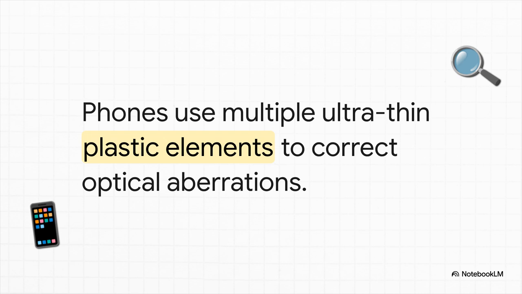They used to be over 1 centimeter thick. But today, engineers are stacking 5 to 6 ultra-thin plastic lens elements in there. Now, you might be wondering, why plastic instead of glass? Well, it's way cheaper, sure, but more importantly, it can be easily molded into these highly complex, bizarre shapes that are required to correct optical aberrations inside such a tiny, cramped space.